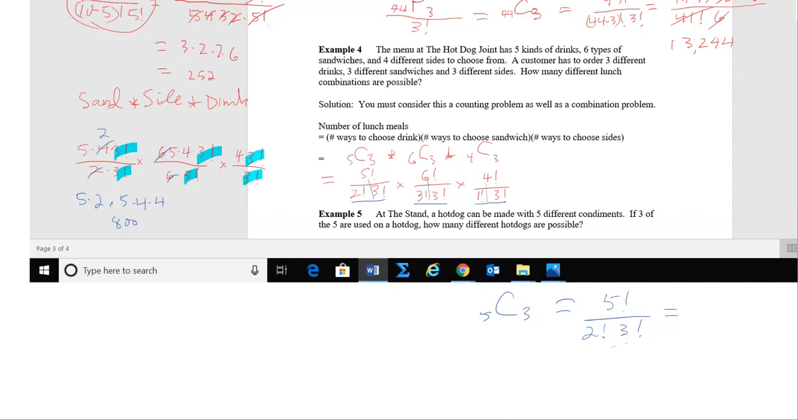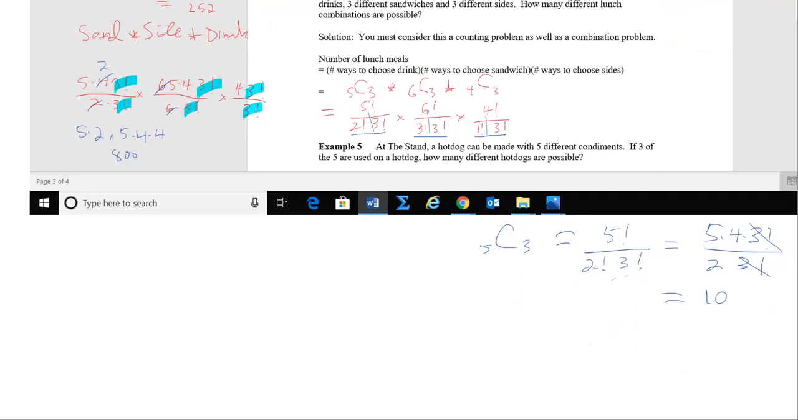I think I already did this one over here, and the first one I did here. I didn't actually show that number, so let's just do it. 5, 4, 3 factorial with a 3 factorial and a 2. So you're going to come up with that canceling. 20 over 2 is 10. So there's really only 10 different ways to make that hot dog with those 3 sides. All right.